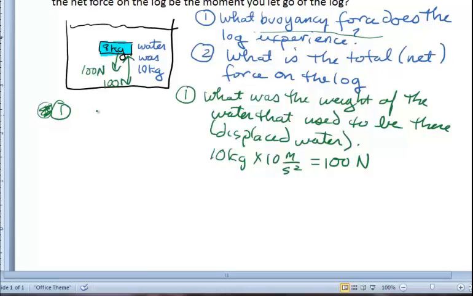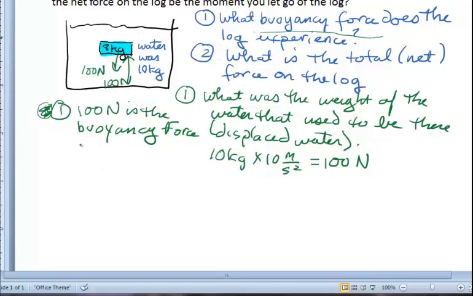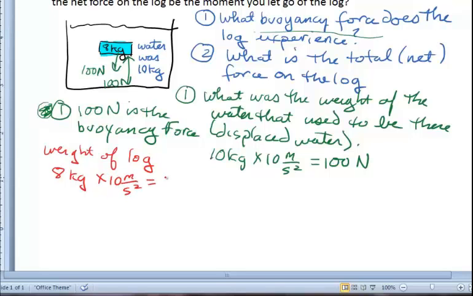One is 100 newtons, the buoyancy force. Now, the weight of the log, so let's change colors here. Weight of log is 8 kilograms times 10 meters per second squared, and that's going to be 80 newtons. So the actual weight of that log is 80 newtons.